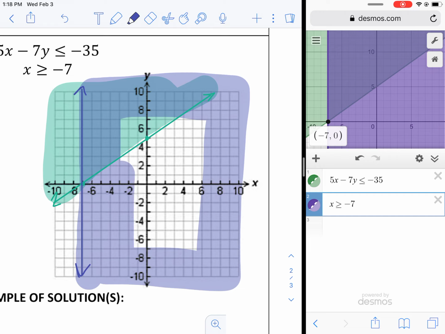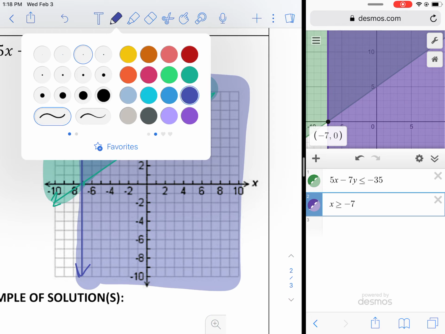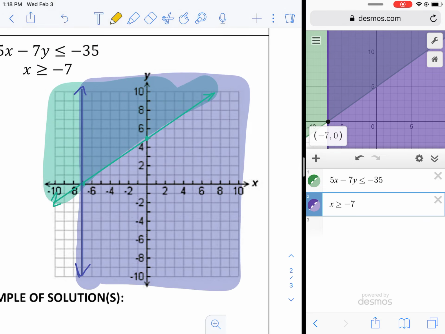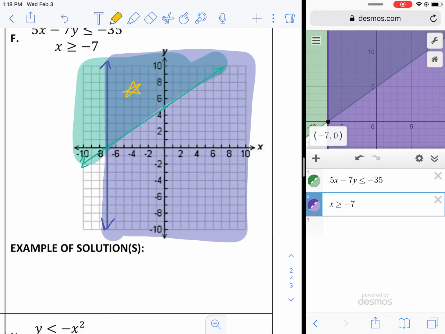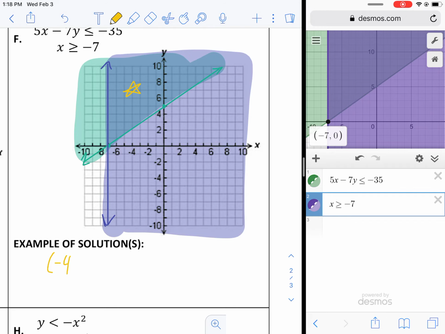So again, you're looking for the double shaded region. Where do the shadings overlap? Because that's what's going to satisfy both equations. So that's kind of in this area right here. So I'm going to draw my star right there. That star is at negative 4, 7. So negative 4, 7 would be an example of a point, okay?